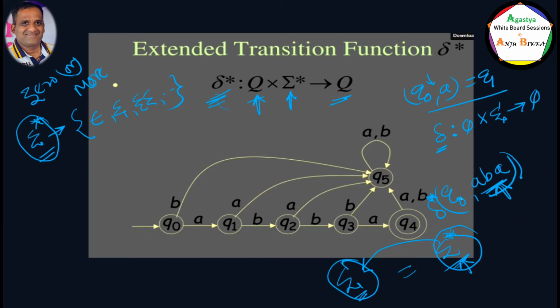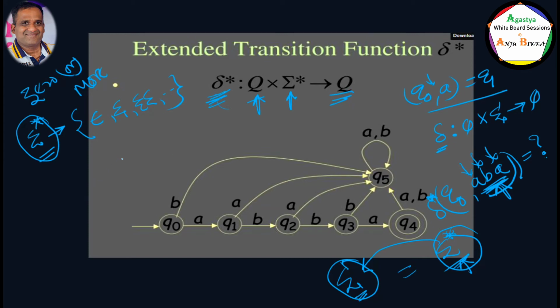Whenever you give delta star on Q naught, by reading this string, it ends up in some state. But please remember, reading a string does not mean reading the whole string at a time. It reads one input from that string at a time. After reading all the inputs, it ends up in one state. That is what the extended transition function is.